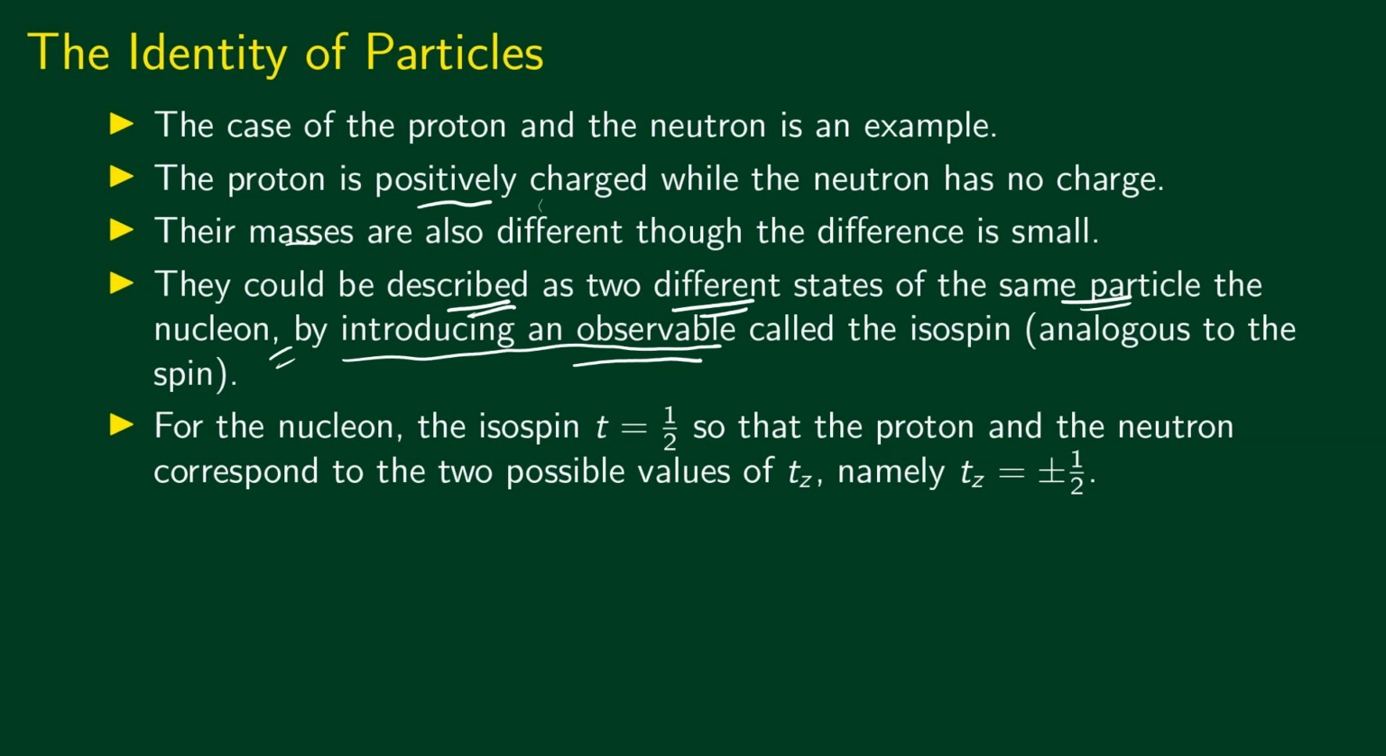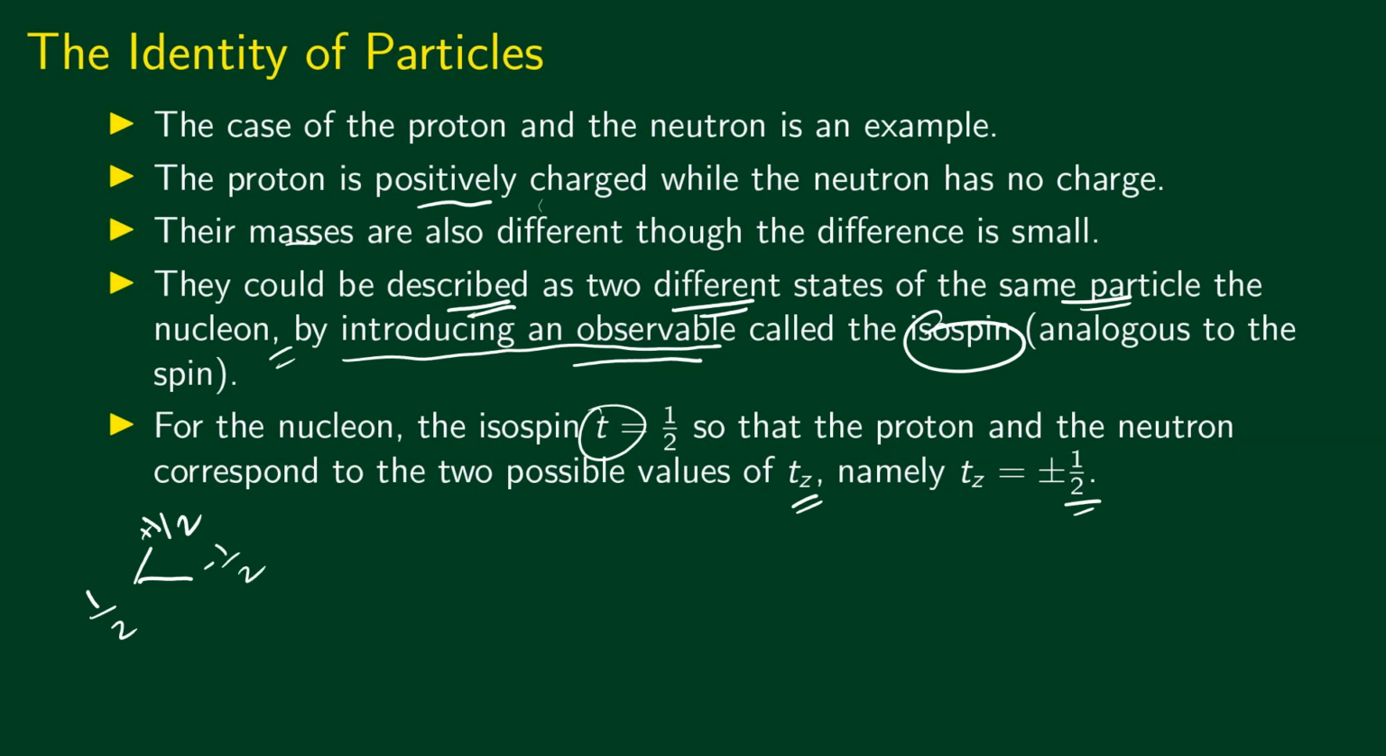It has the name isospin because it's analogous to the spin. So what we do is that for the nucleon, we assign an isospin half, T is equal to half. So the proton and the neutron correspond to two possible values for the Z component of isospin, and this could be plus half and minus half. Now you might easily see why this is called isospin. It's similar to the case of spin because electrons are spin half particles and they can have different Z components of spin. They can have either plus half along the Z direction or minus half along the Z direction.